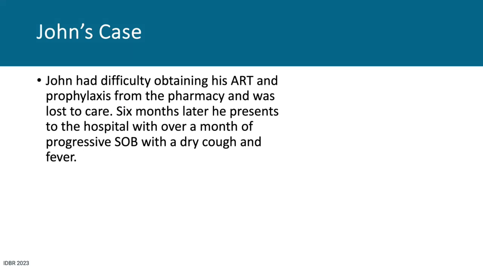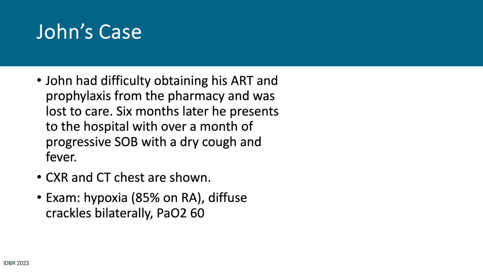Okay, John. It's not you. John had difficulty obtaining his ART and prophylaxis from the pharmacy and was lost to care. Six months later, poor John, he presents to the hospital with over a month of progressive shortness of breath, dry cough, and fever. X-ray and CT are shown, hypoxia 85% on room air, crackles, satting around 60%. What are you guys thinking this could be?